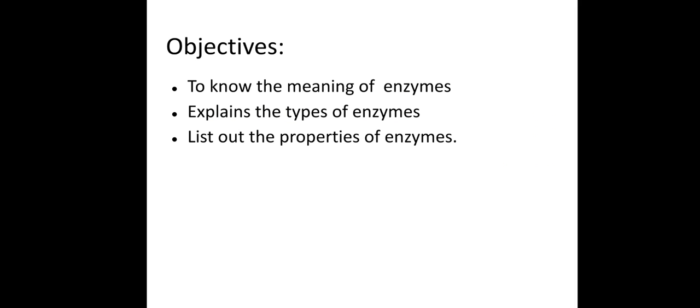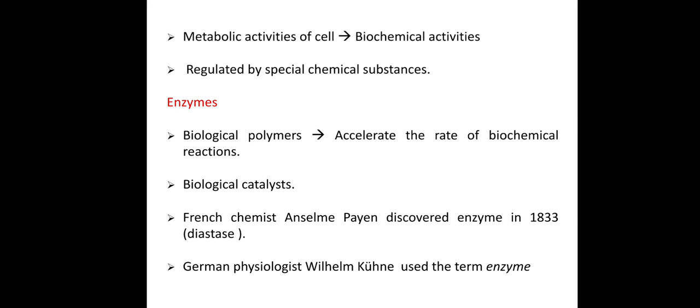The objectives of today's class are to know the meaning of enzymes, explain the types of enzymes, and list out the properties of enzymes. Type here refers to the classification. Outcomes are to be enabled to classify the different types of enzymes and describe the different properties of enzymes. Now, what is an enzyme?